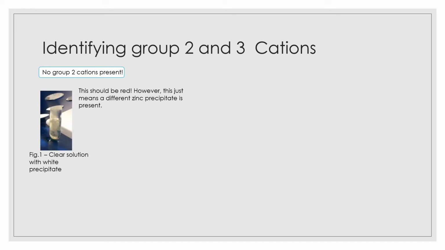So one of the first solutions is this one, and this is a zinc solution. The results we're using state that this should be a red solution, and you can clearly see it's not, but this isn't a problem, it just means we have a different zinc precipitate or different zinc compound instead. And this is zinc hydroxide. This is where the zinc ions react with water and ammonia, giving some zinc hydroxide and some ammonium.